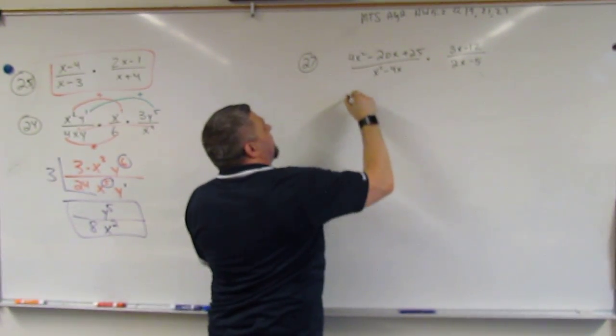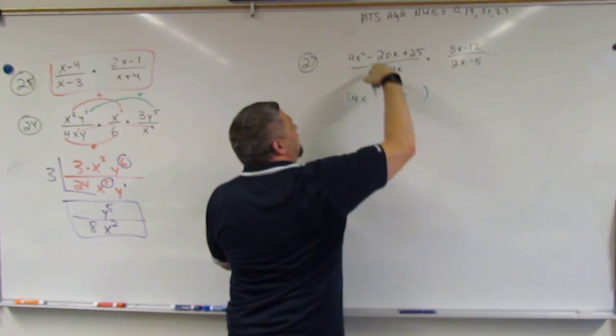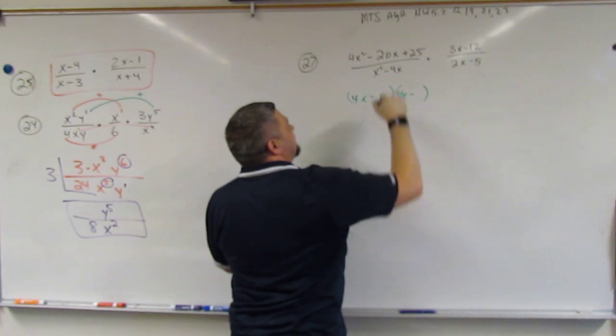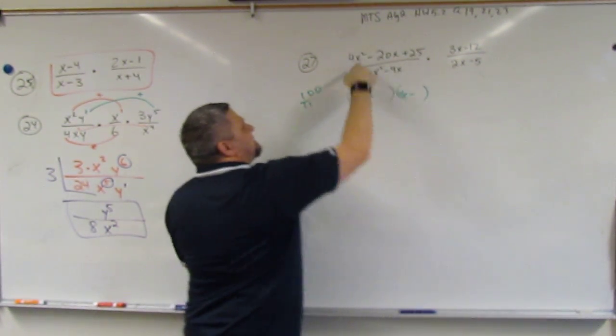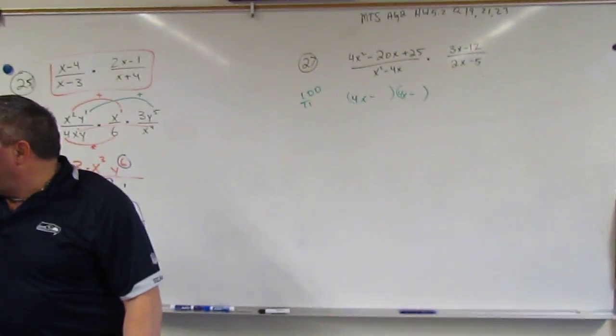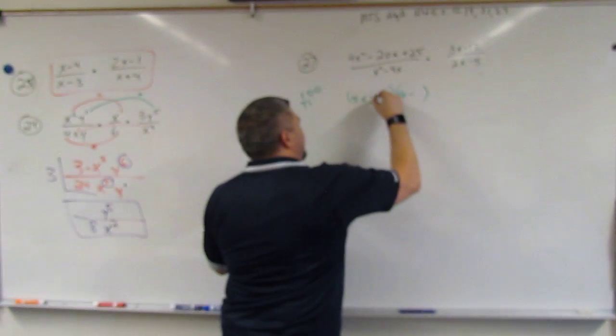Let's do this. Okay, 4x and 4x minus. What multiplies to be 100, right? But it adds to be 20. Multiplies to be 100, adds to be 20. 10 and 10. 10 times 10. Holy cats. There you go.